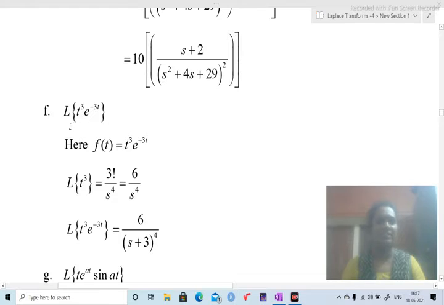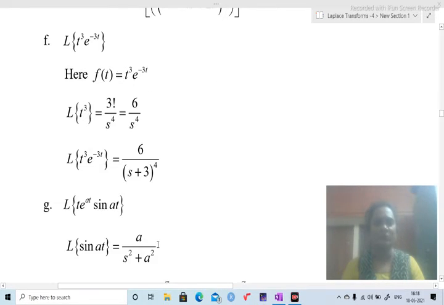Next question, this is the Laplace transform of t cubed into e power minus 3t. Here f of t is t cubed into e power minus 3t. Here also I am using the first shifting property only. L of t cubed is 3 factorial by s power 4. 3 factorial is 6 by s power 4. For t cubed into e power minus 3t, s is replaced with s plus 3. So the Laplace transform of t cubed e power minus 3t is 6 by s plus 3 whole power 4.